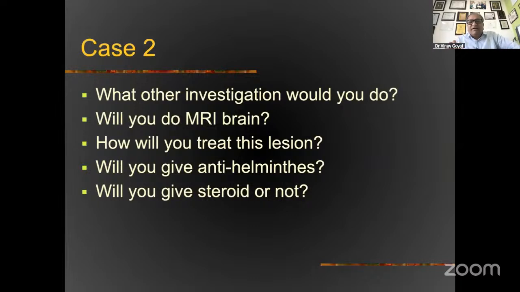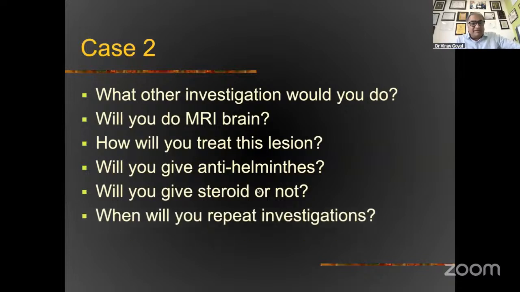When you give albendazole, you increase chances of having seizure. You increase chances of having calcification. There are very well done studies. So avoid using albendazole in a single lesion. Whether to give steroid or not depends on whether there is massive edema around the lesion. You may give a short course of oral steroid, and that should be good enough.